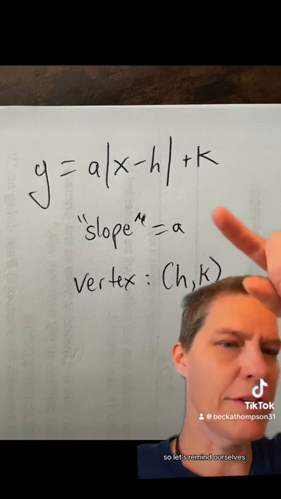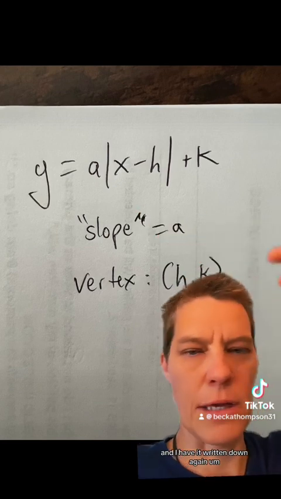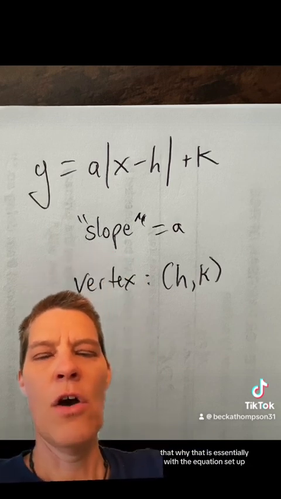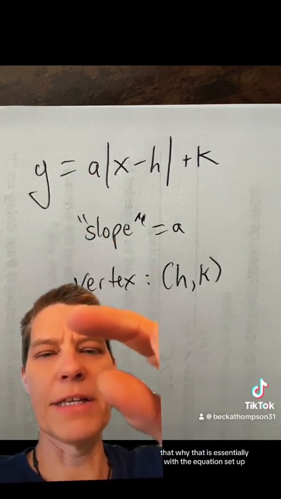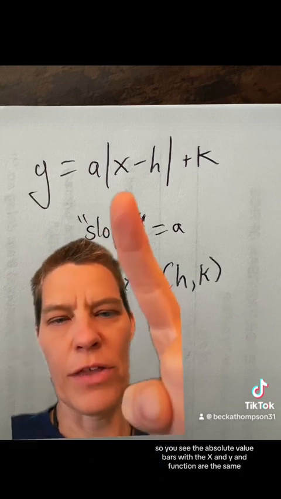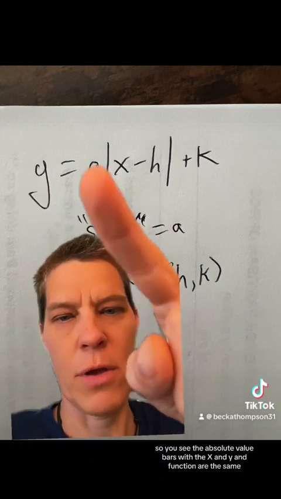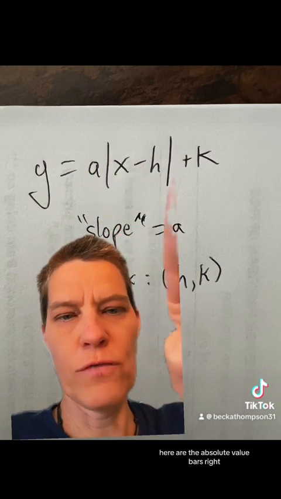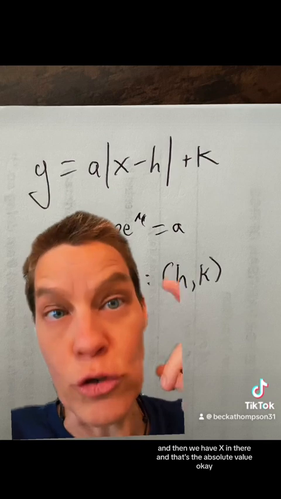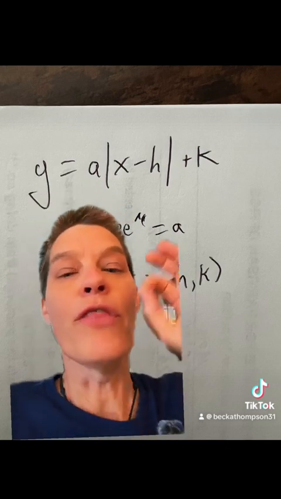So let's remind ourselves, in my amazing handwriting, and I have it written down again, the equation setup. There are these different elements, okay? So you see the absolute value bars with the x, and y and function are the same. Here are the absolute value bars, right? And then we have x in there, and that's the absolute value, okay? That's what those letters mean.